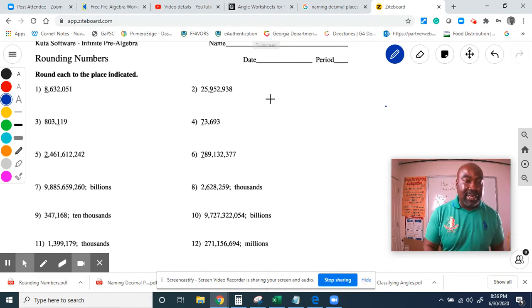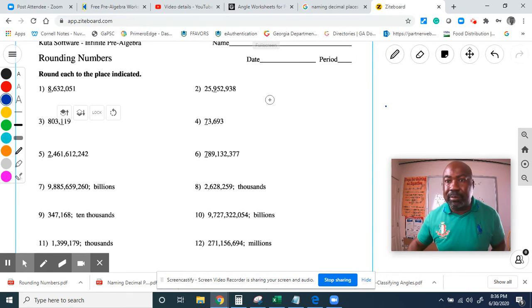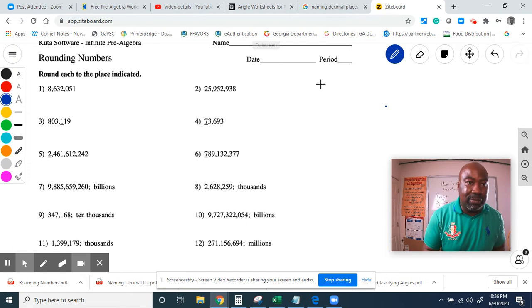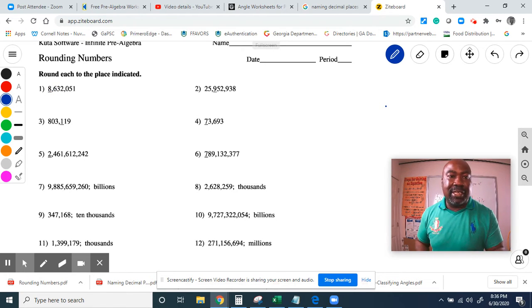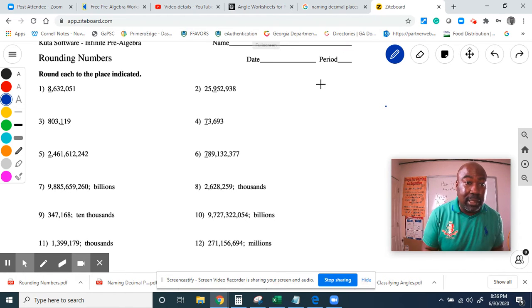So now this right here we have 8,632,051. If we have to round it up to this right here, let me lock in my mouse. So we have to take a look at this value right here. Now, if this value right here is greater than 4, then we're going to round this up to 9 million.